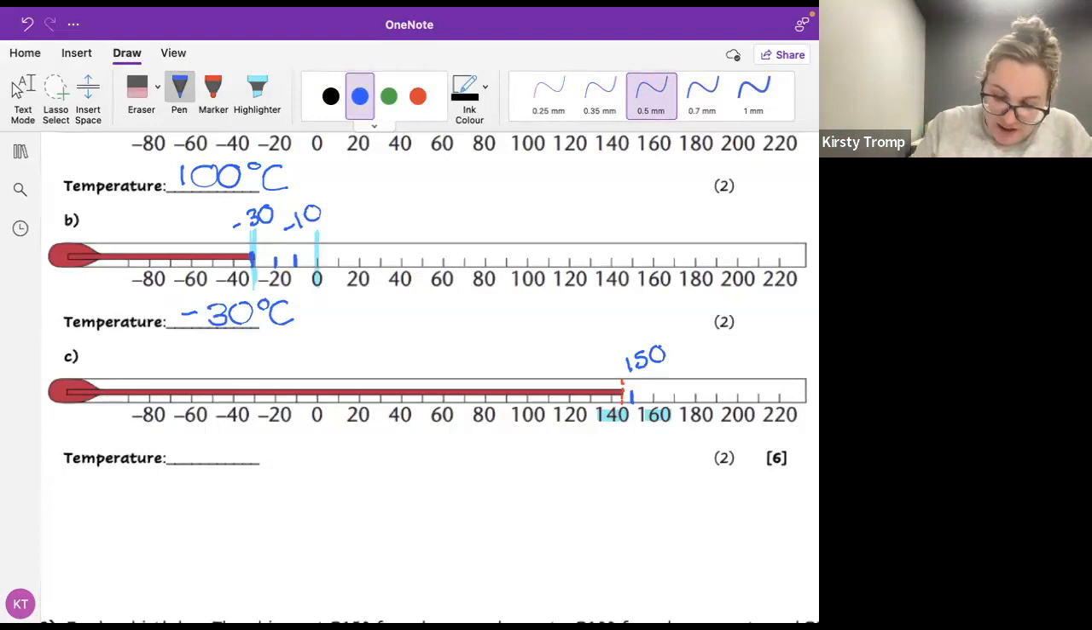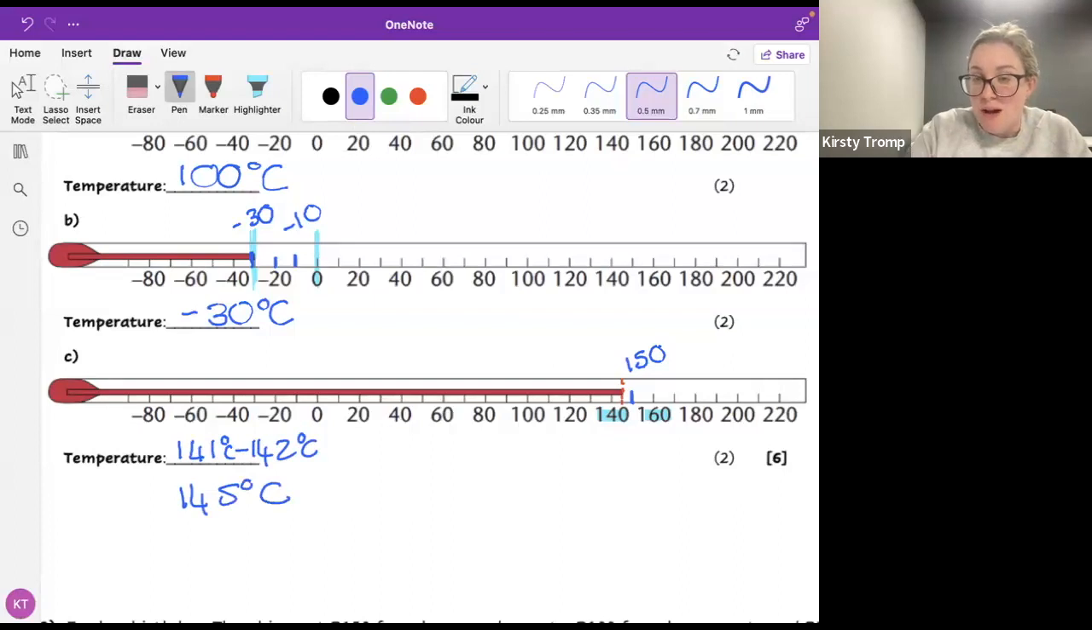Yes. So what I said was 141 to 142 degrees Celsius. Good. So you said 141 to 142 degrees Celsius. All right, I'm happy with that. If you got 145 degrees Celsius, I'm happy with that. Thank you, Christina, for your help.